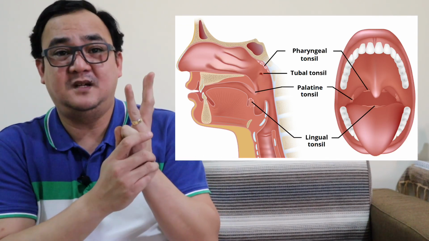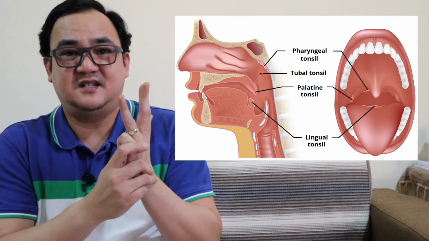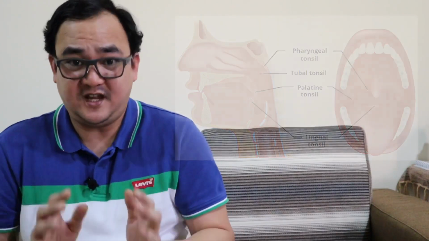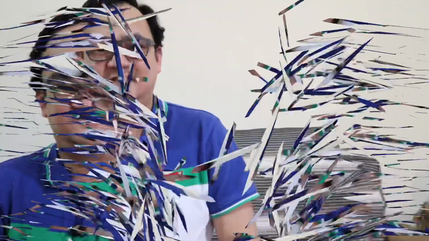The fourth type is the lingual tonsils. They're located at the back of your tongue. For this vlog, we're going to focus on the palatine tonsils.